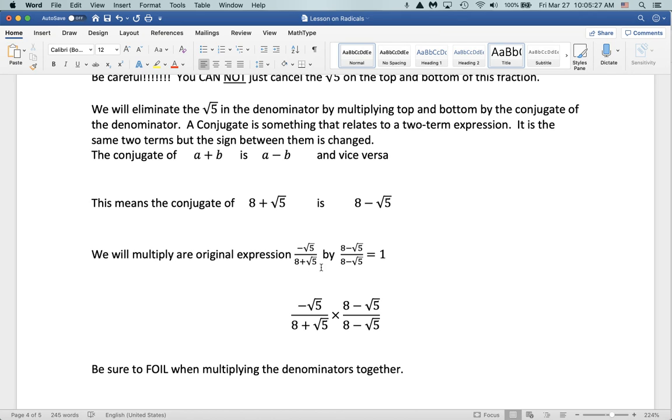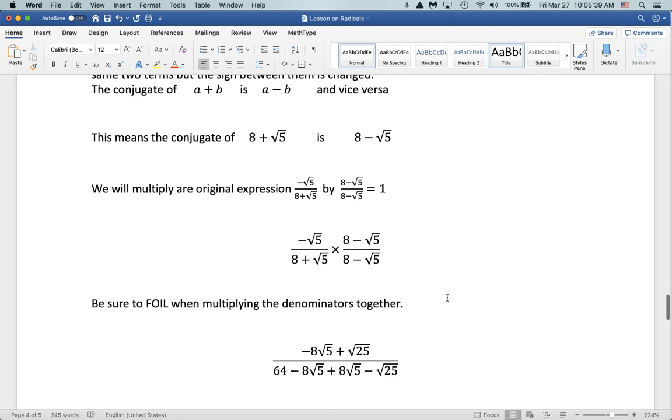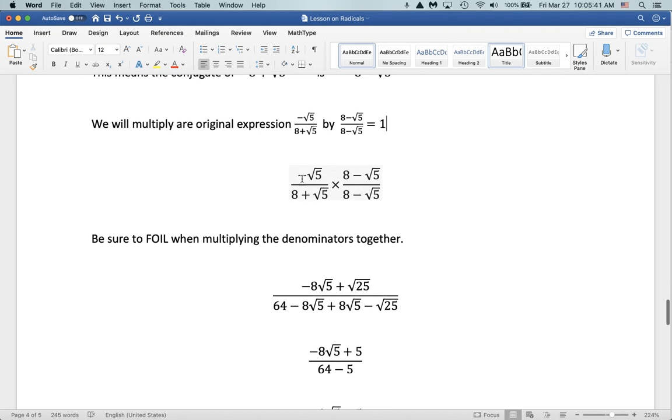I'm just changing the way it looks. Now notice I have my single 8, I have my square root of 5, one's a plus, one's a minus. So I multiplied the top and bottom of this fraction by the conjugate of the bottom. Now let's do that. So again, I've rewritten it here, minus square root of 5 over 8 plus the square root of 5 times 8 minus the square root of 5 over 8 minus the square root of 5.